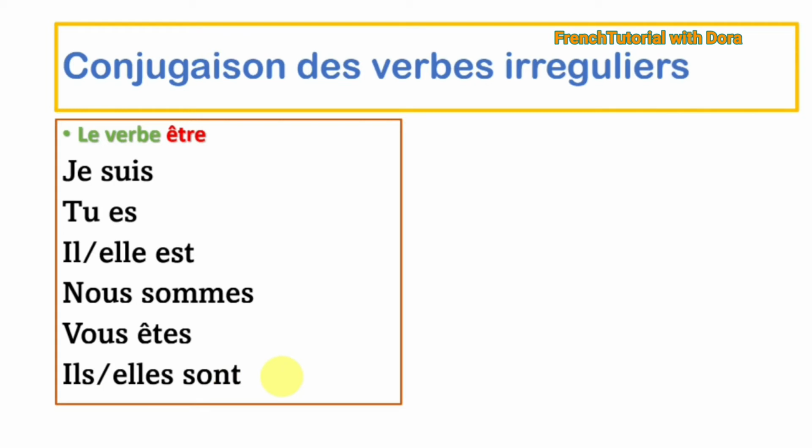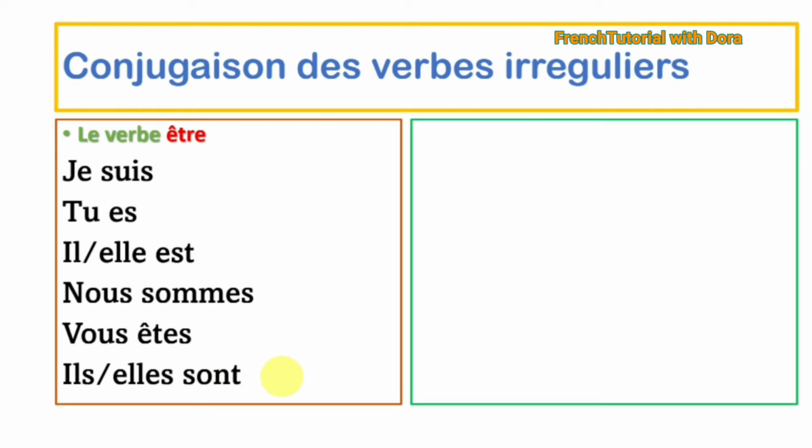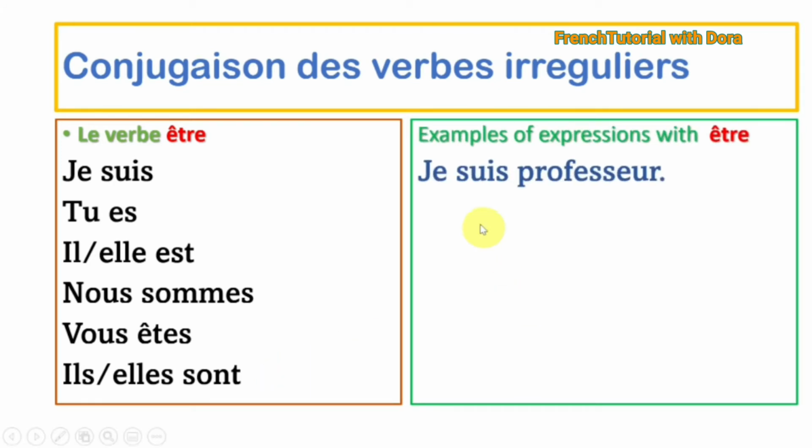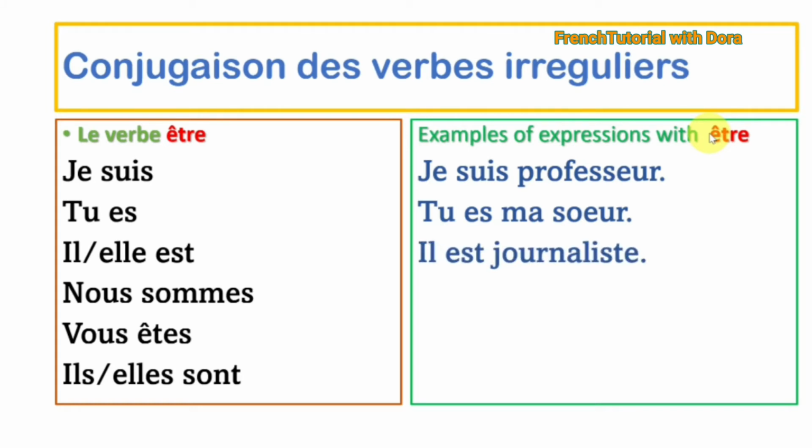Okay? Good. So let's look at some expressions with this verb être. We have je suis professeur. I'm a teacher. Tu es ma sœur. You're my sister. Il est journaliste. He is a journalist. Nous sommes des amis. We are friends.